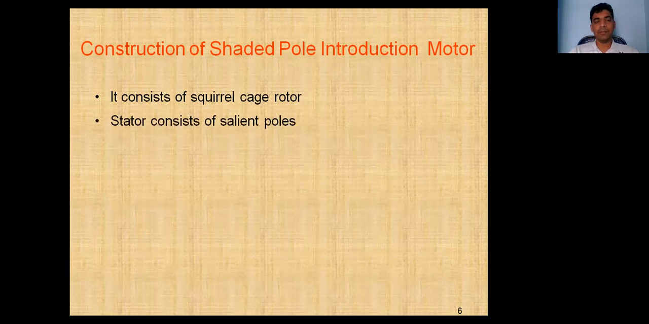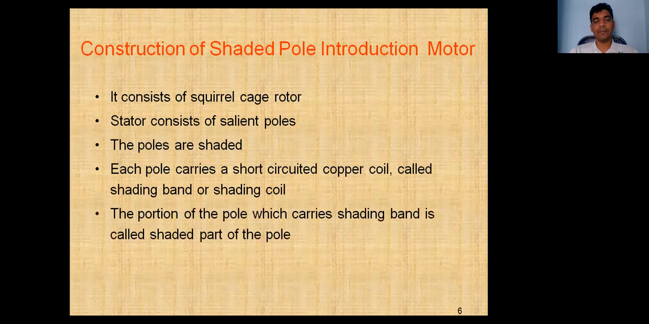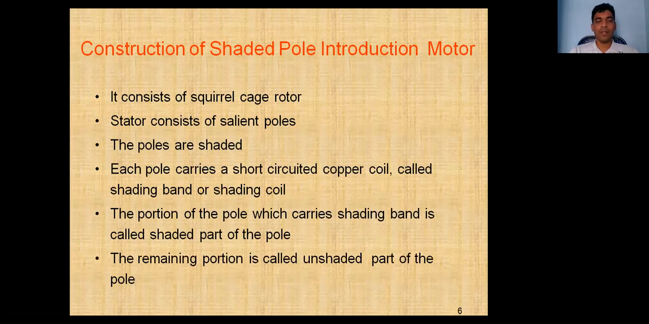Construction of the shaded pole induction motor. It consists of a squirrel cage rotor. The stator consists of salient poles. The poles are shaded. Each pole carries a short-circuited copper coil called shading band or shading coil. The portion of the pole which carries the shading band is called the shaded part of the pole. The remaining portion is called the unshaded part of the pole.